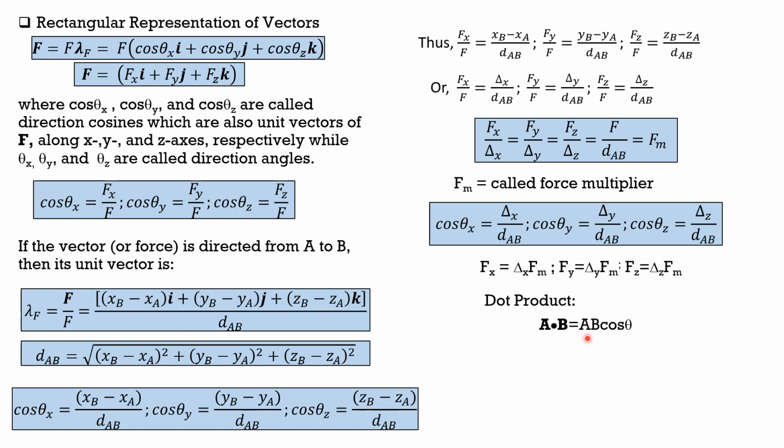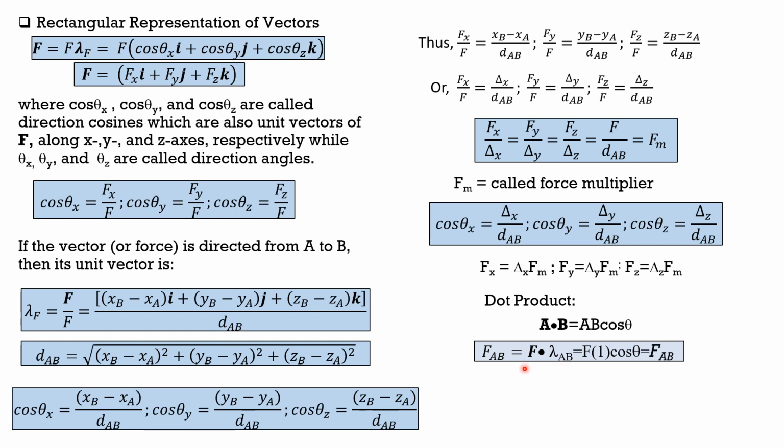So for example, A cosine theta is the component of vector A in the direction of B, while B cosine theta is the component of vector B in the direction of A. So that's it. So F_AB, for example, is F dot unit vector of AB.